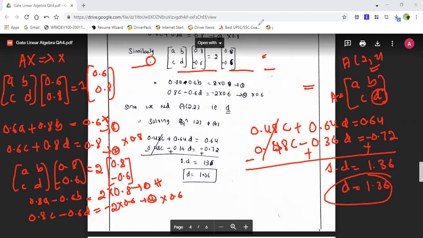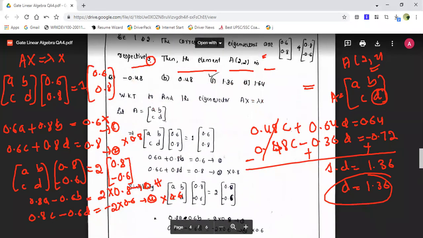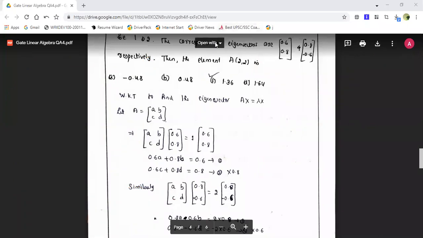So you can just see the option. Option C is the correct answer. So option C is the required answer. So like this guys, just by using the property Ax = λx, you can solve the question. Okay, so this is another example. Hope you are following it.